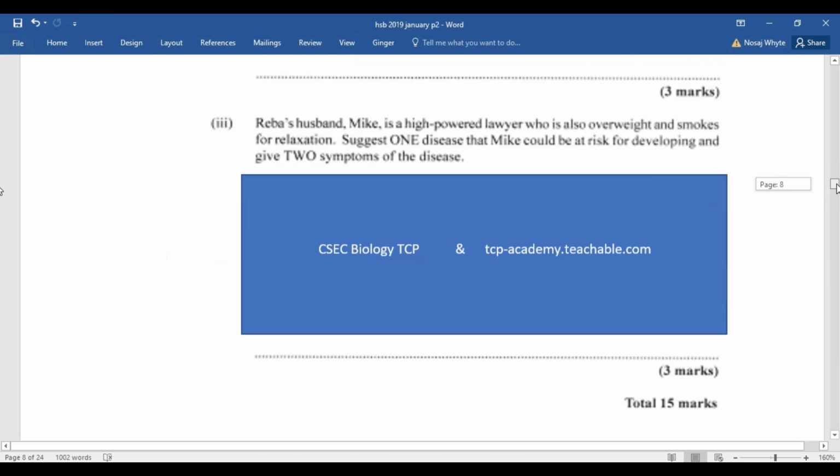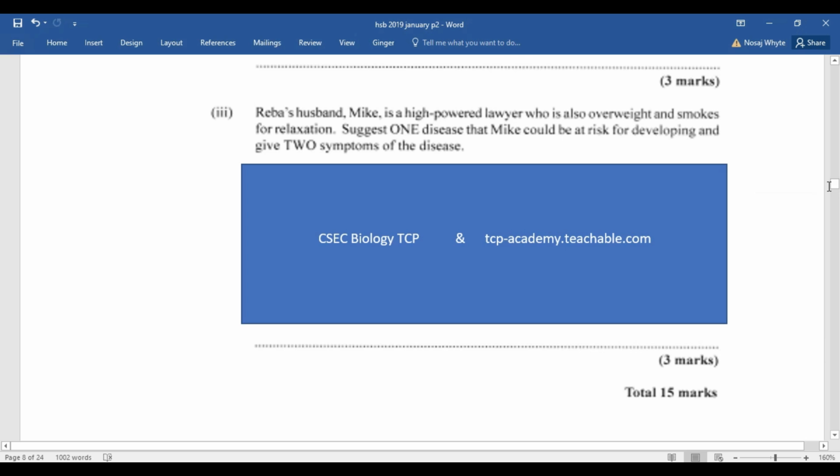Not managing the system good today, not too sure what's happening. Now, Reba's husband, Mike, is a high-powered lawyer who is also overweight and smokes for relaxation. Suggest one disease that Mike could be at risk for developing, and give 2 symptoms of the disease.